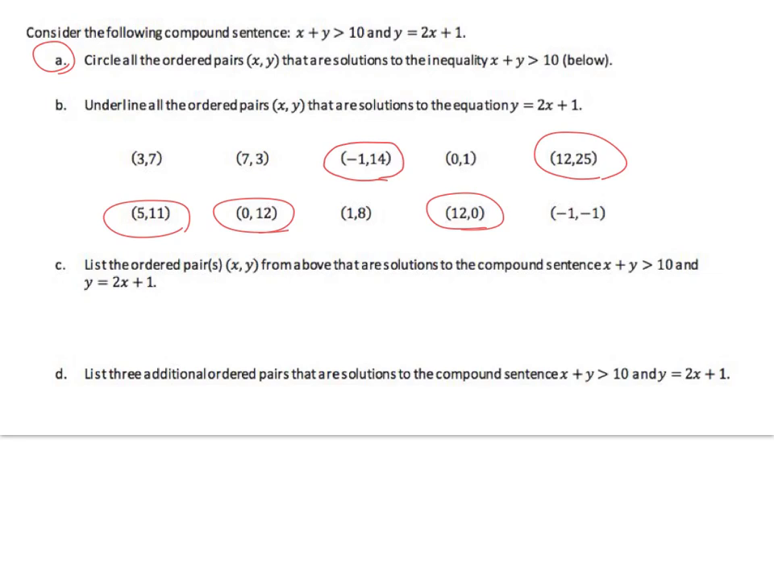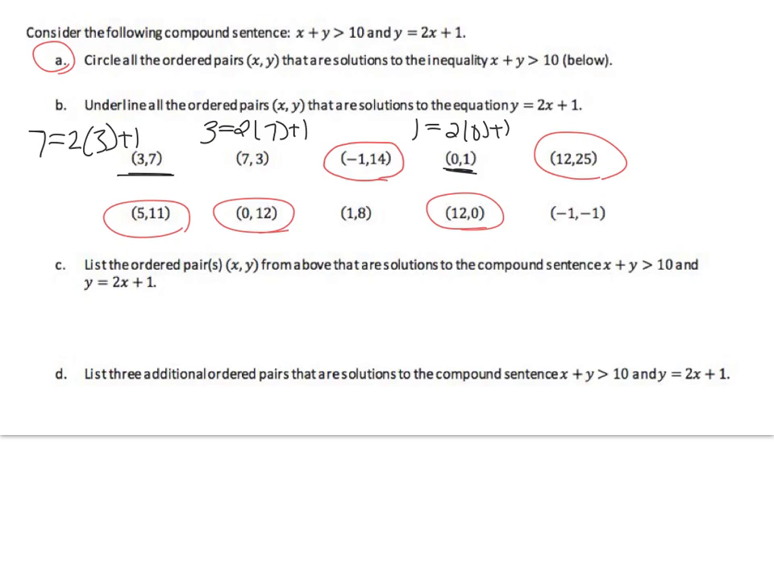Now underline all the ordered pairs x, y that are solutions to the equality y equals 2x plus 1. So let's look at these. I've got 7 equals 2 times 3, which is 6, plus 1 is 7. So that does work. The next one, I've got y equals 2 times 7 plus 1. Nope, that doesn't work. How about this one? y equals 2 times 0 plus 1. That works.